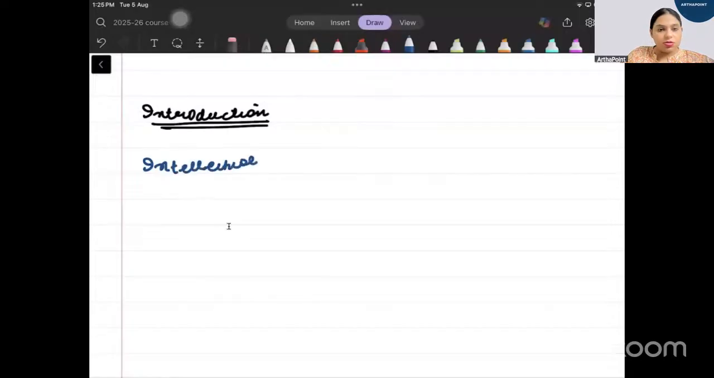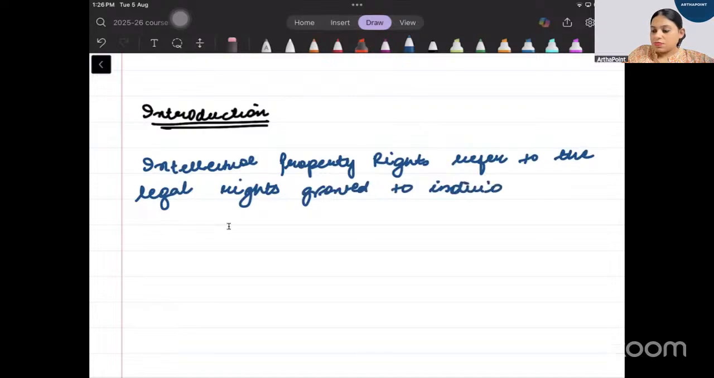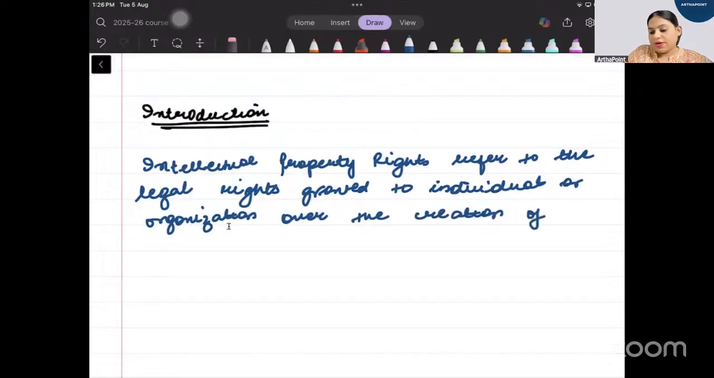Intellectual property rights refer to the legal rights granted to individuals or organizations over the creation of their mind. बहुत सिंपल डेफिनेशन है बेटा.